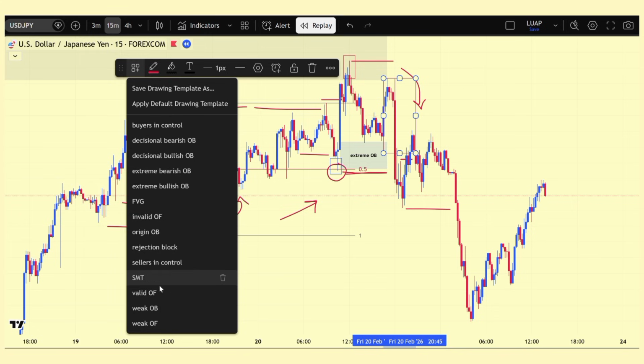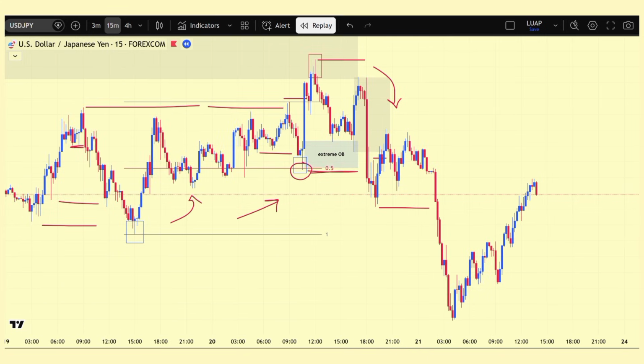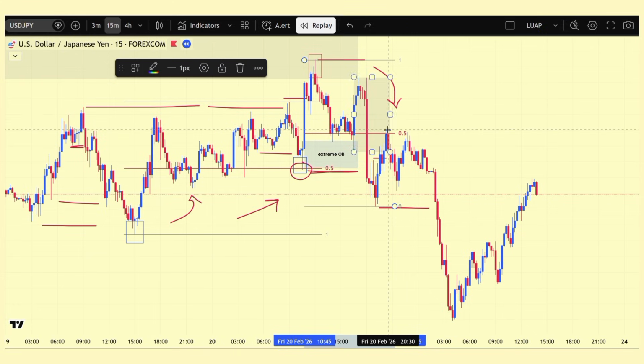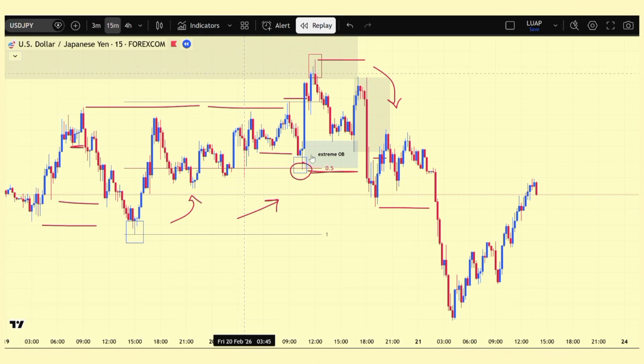So let me use that one. So that was the extreme order flow. Price mitigated that order flow and gave that reversal. We can actually measure the retracement starting from that high all the way to this low. We can clearly see that the retracement was deep enough, 50% of course.